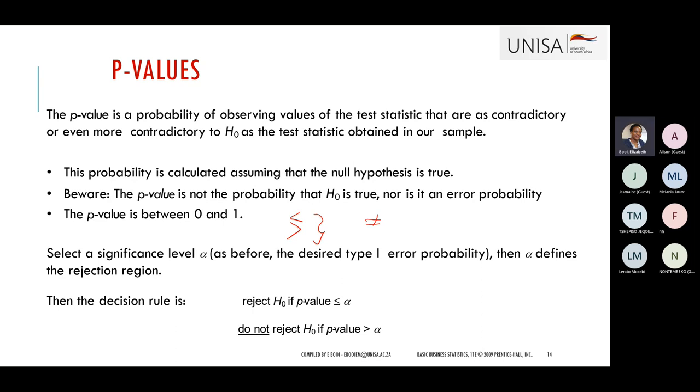So select a significance level, which is your alpha, which will probably always be given to you in the statement, because it gets set at the beginning. As before, it is the desired type 1 error probability, and your alpha value defines what the region of rejection will be. Then the decision will be, we're going to reject the null hypothesis if the p-value is less than alpha, or we say we fail to reject the null hypothesis if the p-value is greater than alpha. Don't worry, we'll get to that.